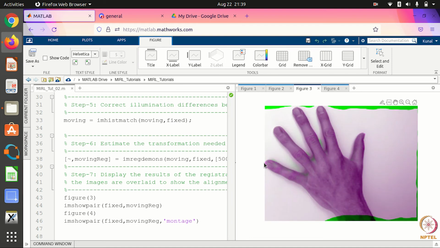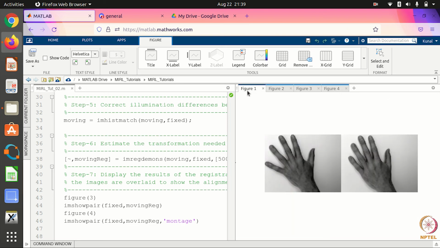When we display the results of registration, we can see that the image is overlaid to show the alignment, and as we can see, the moving image has diffused very nicely to the fixed image, and the alignment is pretty good. Initially we started with this type of moving image, which was not very well aligned with the fixed image, but after applying this algorithm, we see that the alignment of the fingers is very nice, and the two images are now very well aligned.